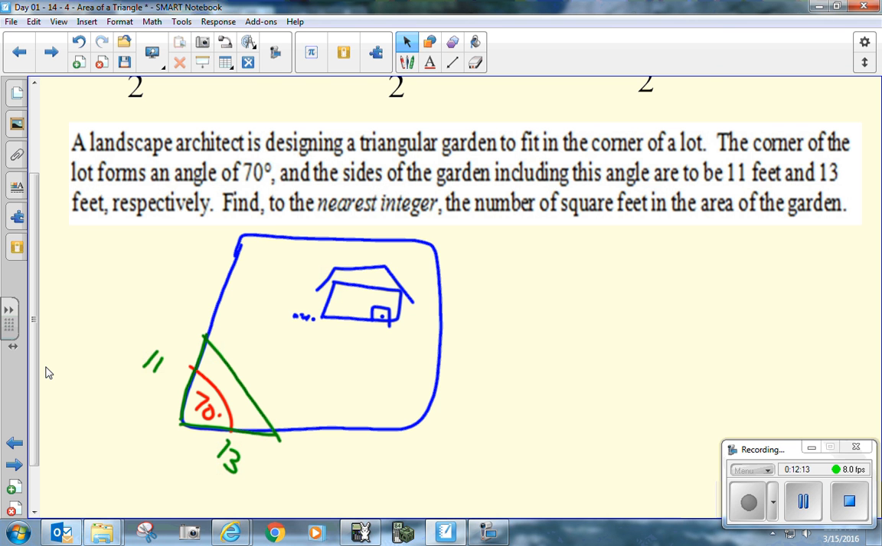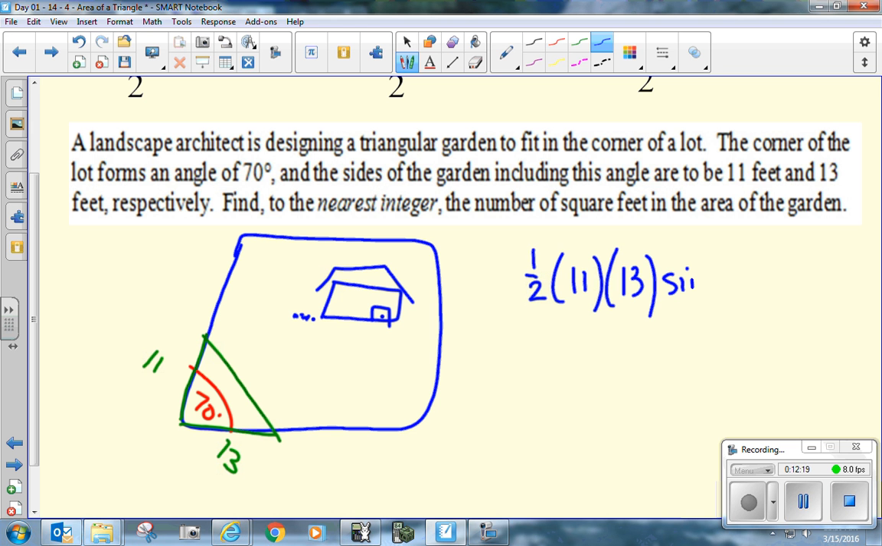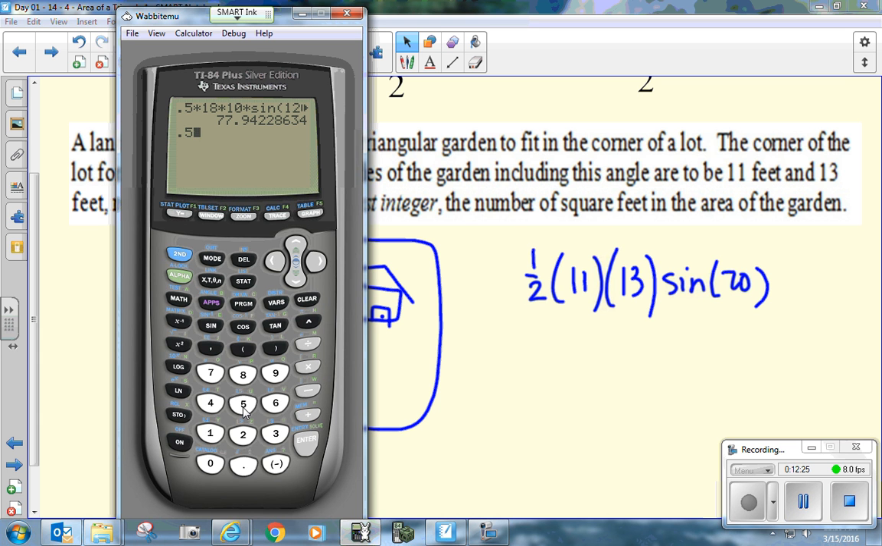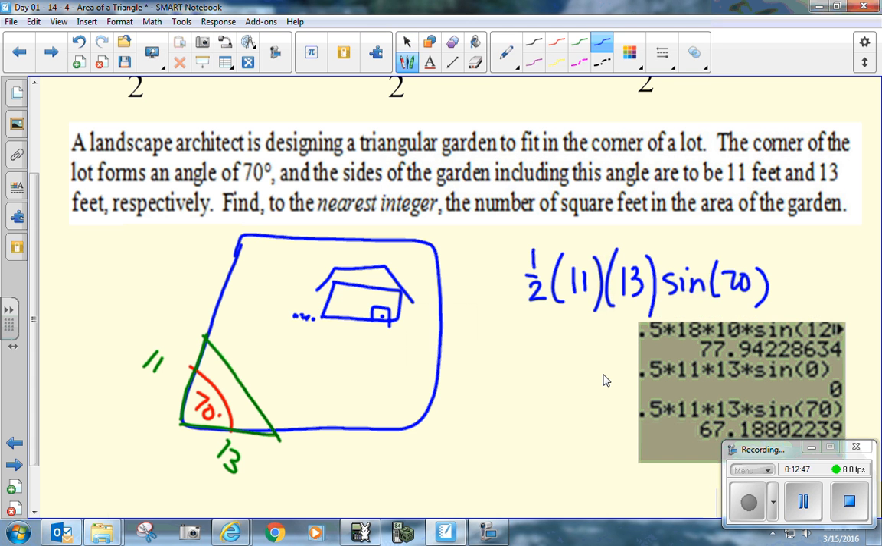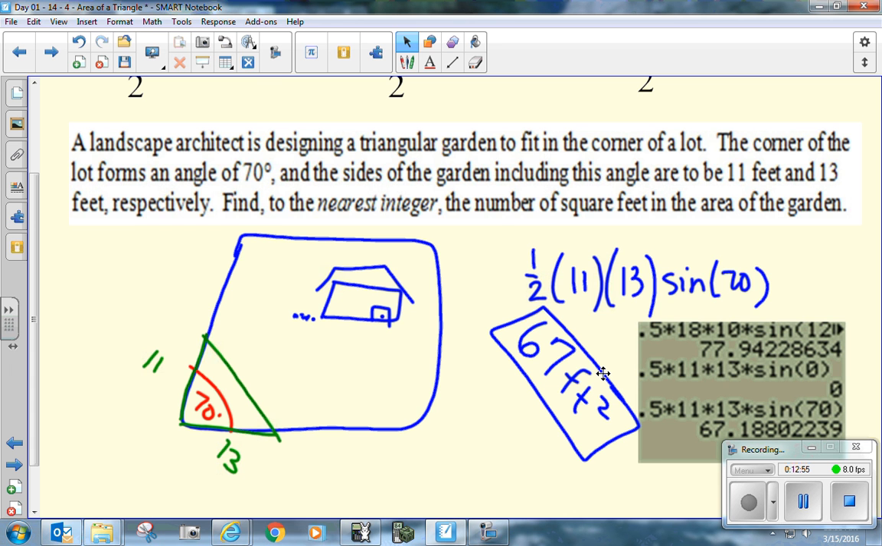Okay, so 1/2 times 11 times 13 times the sine of 70. Let's see if you guys were actually correct. 1/2 times 11 times 13 times the sine of 70. Oh my goodness, it's 67.18, which is indeed 67. And make sure your label is in feet squared.